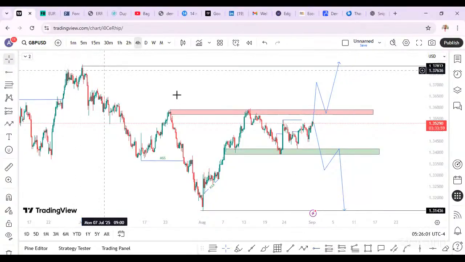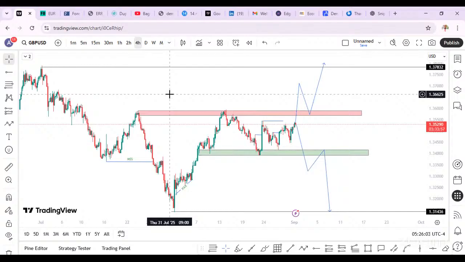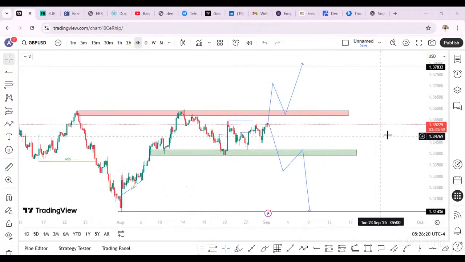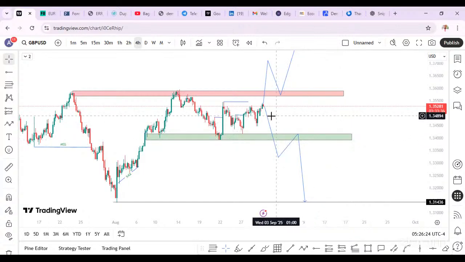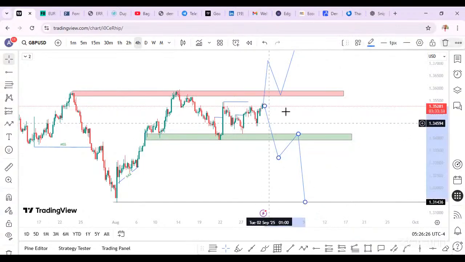Patience is needed, because the dollar is ranging. We have a lot of mess. The market is ranging. So let's be patient and wait to see a clear direction. Let's wait and see what price will do.